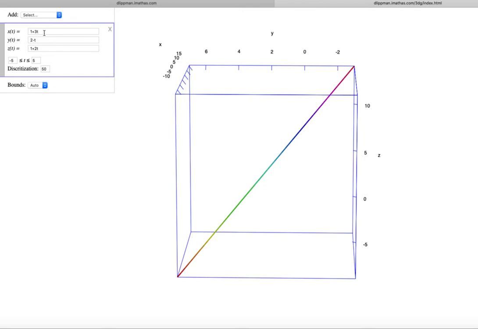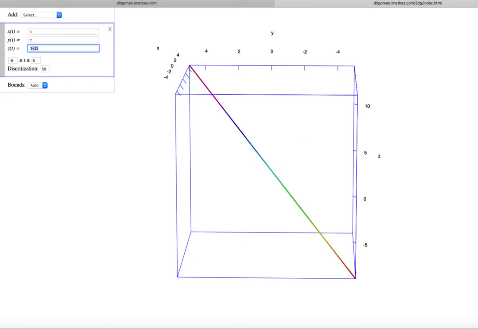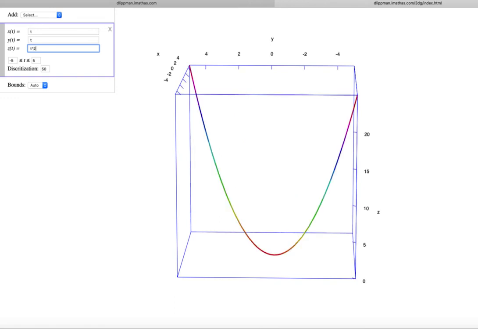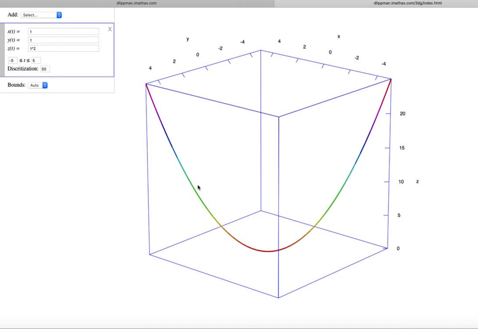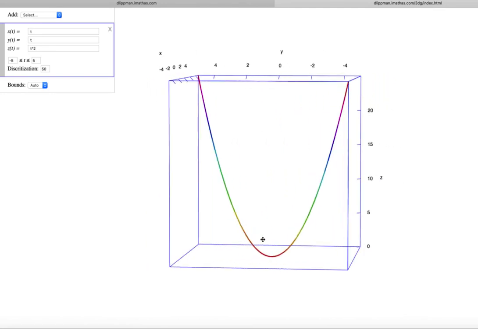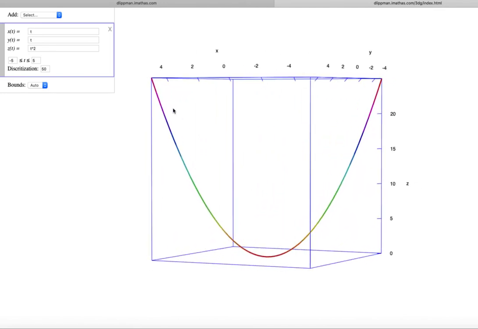How about we make x into t, y into t, but then we said z could be t squared. Well, not surprisingly here, we get a parabola, right? In 3 space, because we have this whole taking the x and squaring it, and also taking the same as the y value and squaring it. And so we get a non-linear space curve here.